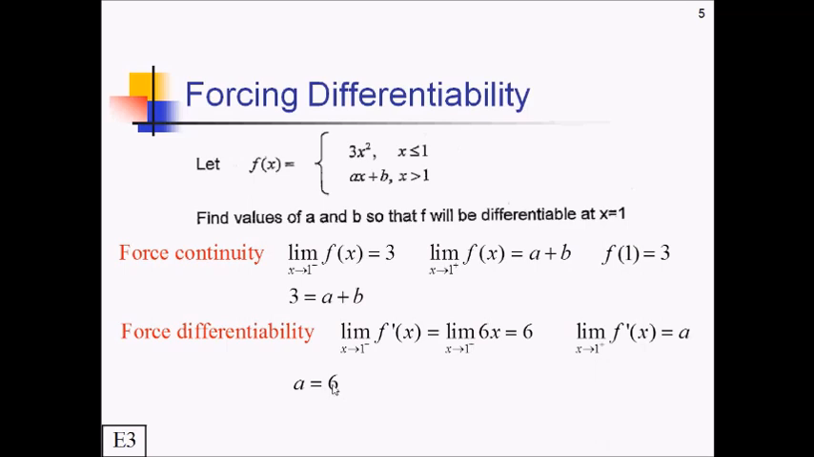And this actually gives us information that we can solve this first equation with now. Instead of writing 3 equals a plus b, I can write 3 equals 6 plus b. Subtracting 6 gives me a b value of -3.